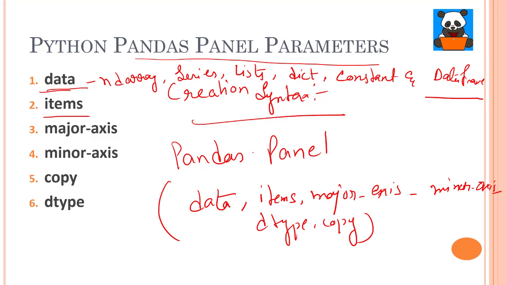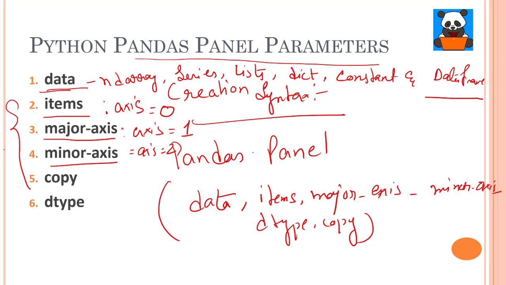Now move to the next one, items. Basically this is the items for the first axis, denoted as axis equals 0. Next is the major axis, which denotes axis 1, and in the same way the minor axis is axis 2. These 3 are for the 3 axes, because we are using 3 dimensions: x, y and z. So for x, y and z we use items, then major axis, and then minor axis.